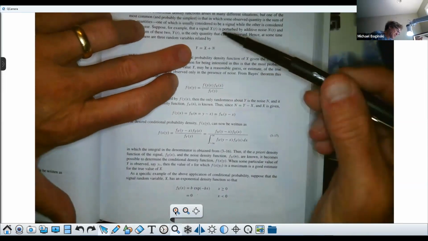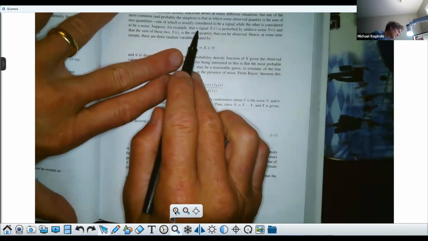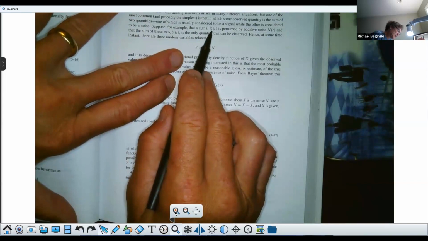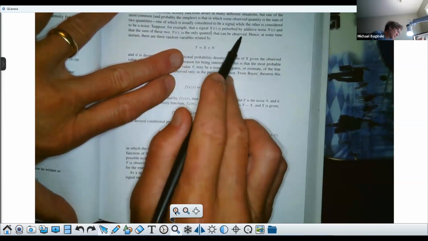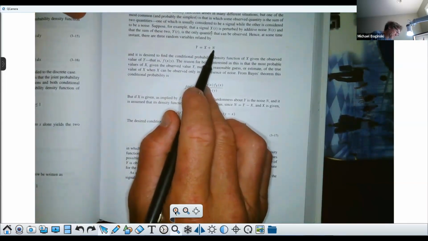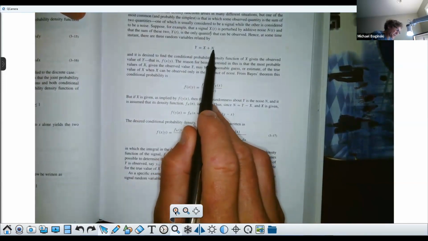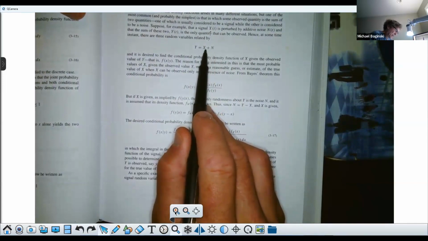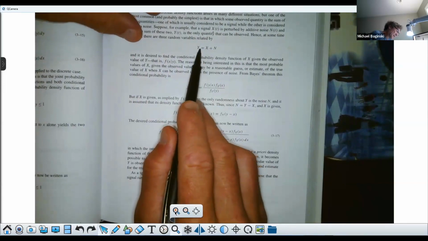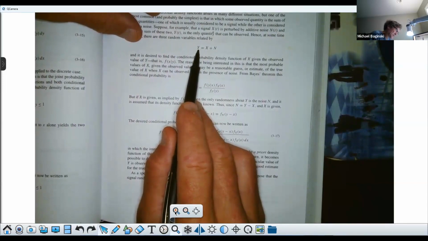But what's observable is y. Here he's taking a signal x of t perturbed by additive noise. That's a voltage, you can assume, and the sum of the two, y of t, is the only quantity that can be observed. Hence, at some instant, there are 3 random variables. Now, the idea is this. I know the statistics of n, I know it's random noise. And now I want to find the probability of X having a certain value given Y is observed. This is the idea.